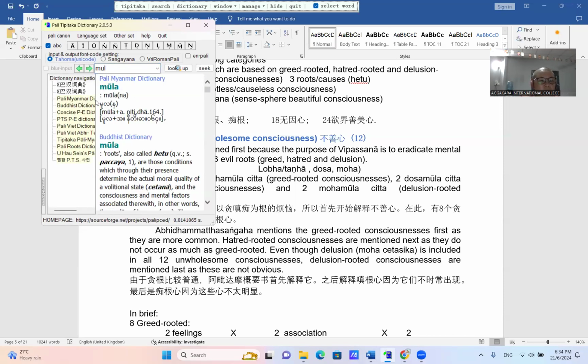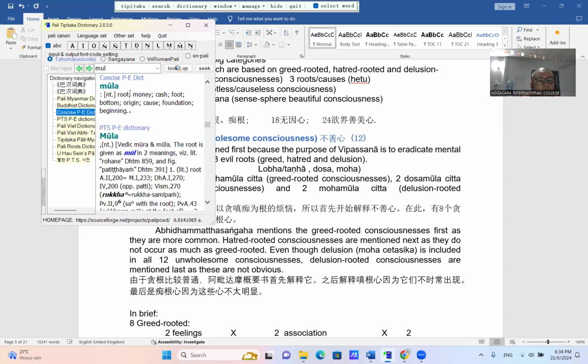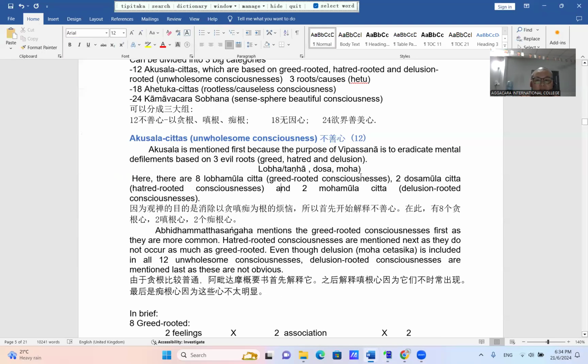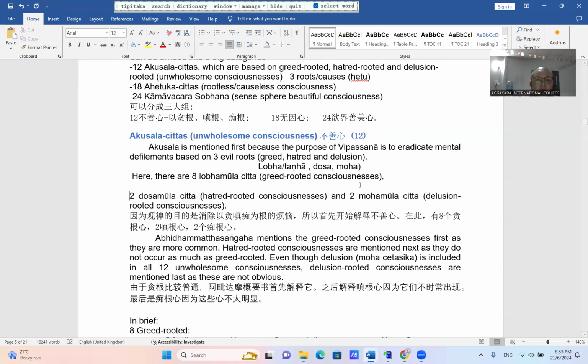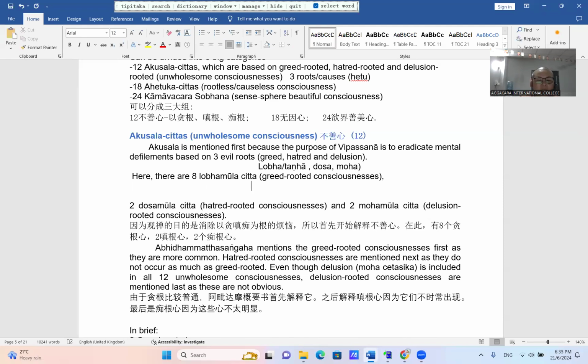So the meaning of mula: besides the meaning of root, like tree roots also use the word mula, another meaning is origin or cause. Origin and cause. So when we translate it as greed-rooted, lobha mula, the meaning actually is that this consciousness is based on greed.